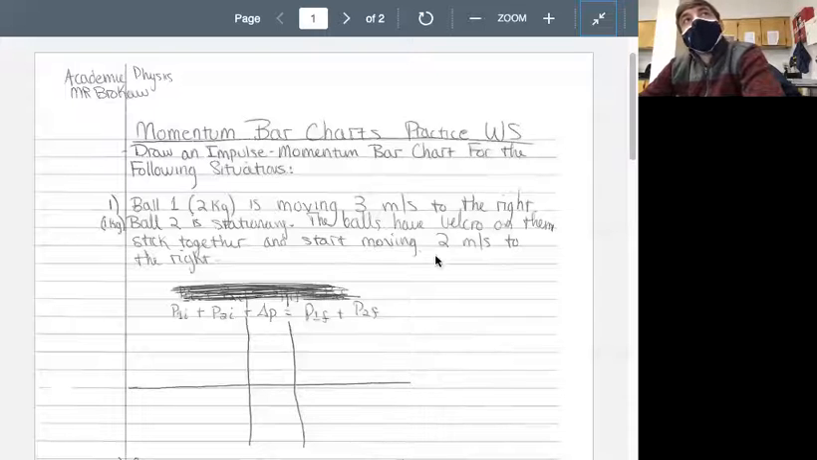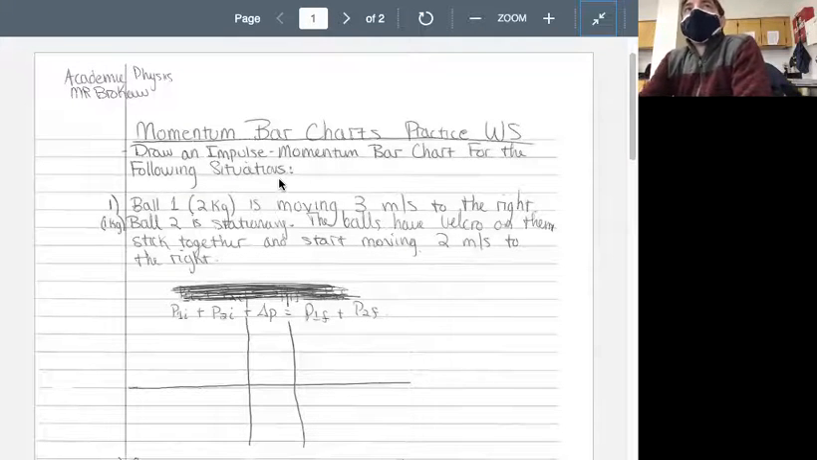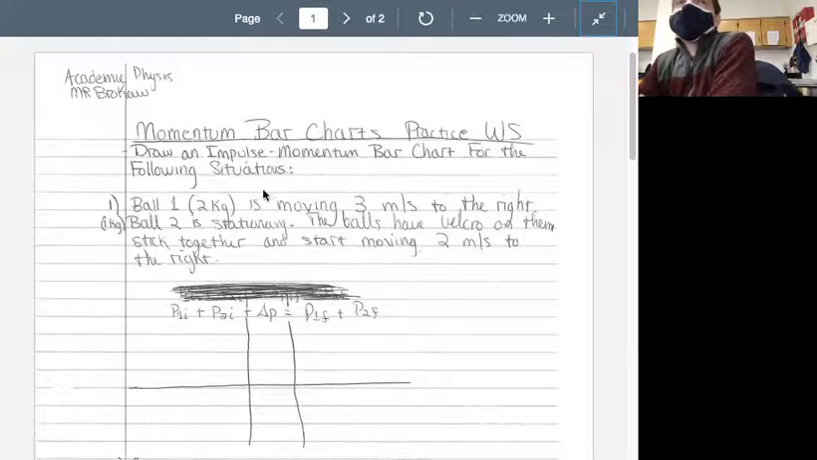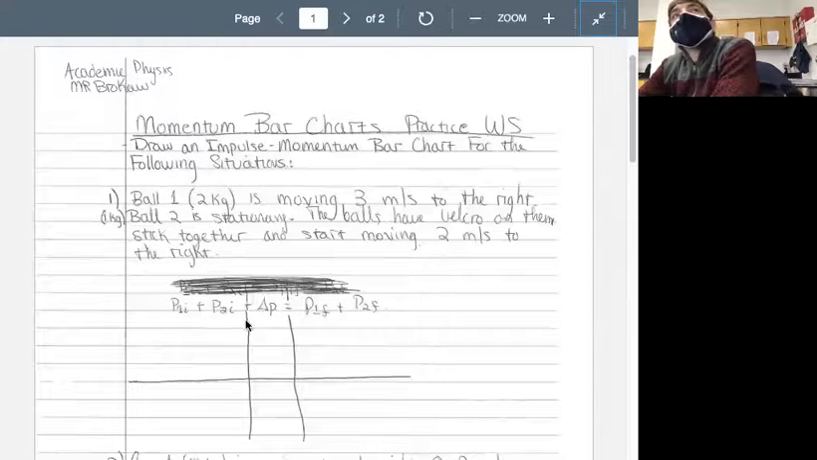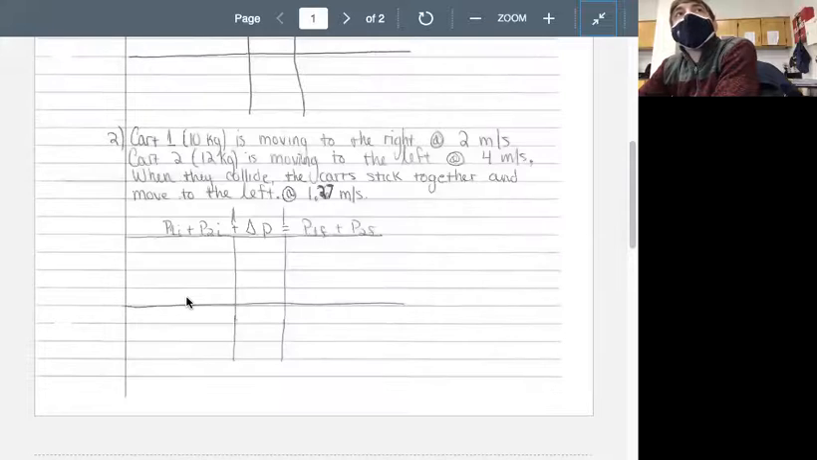All right, guys. So here is the impulse momentum bar chart practice sheet I made for you guys. It has 4 situations. I'll read them out to you. First one says ball 1 weighing 2 kilograms is moving 3 meters per second to the right, and ball 2, 1 kilogram, is stationary. The balls have Velcro on them, stick together, and start moving 2 meters per second to the right. I want a bar chart for that.